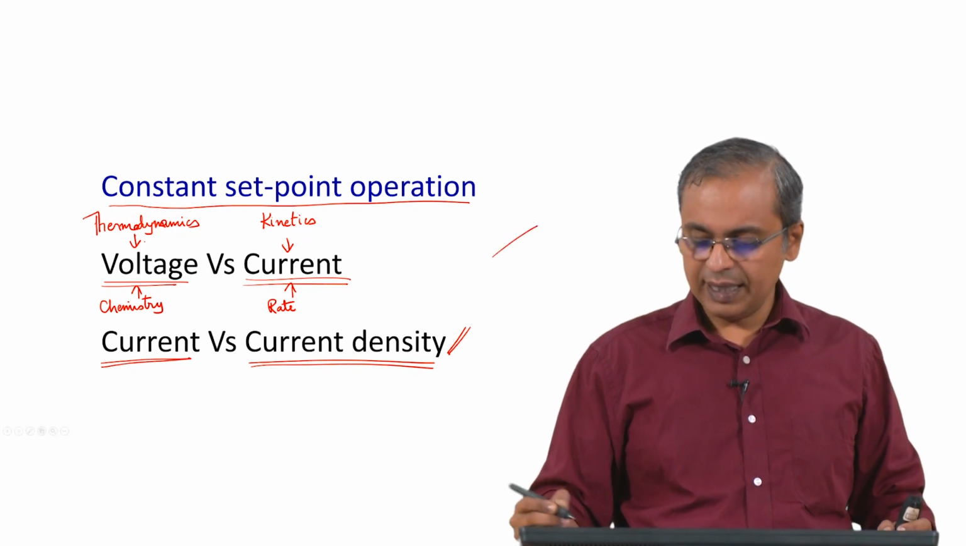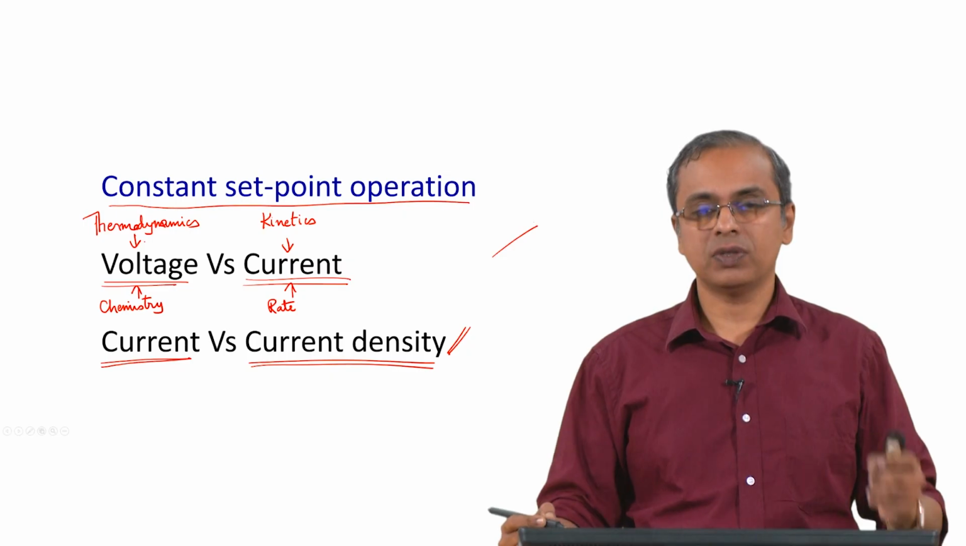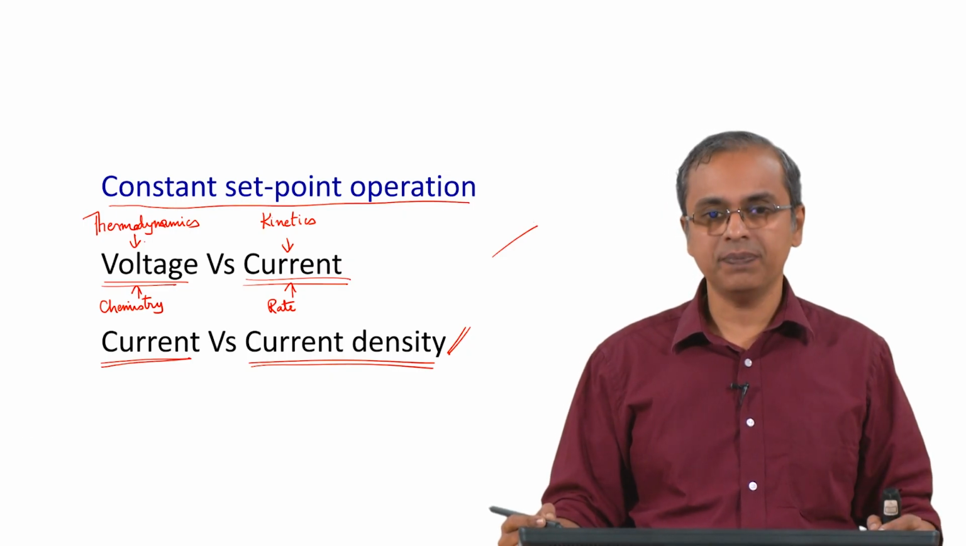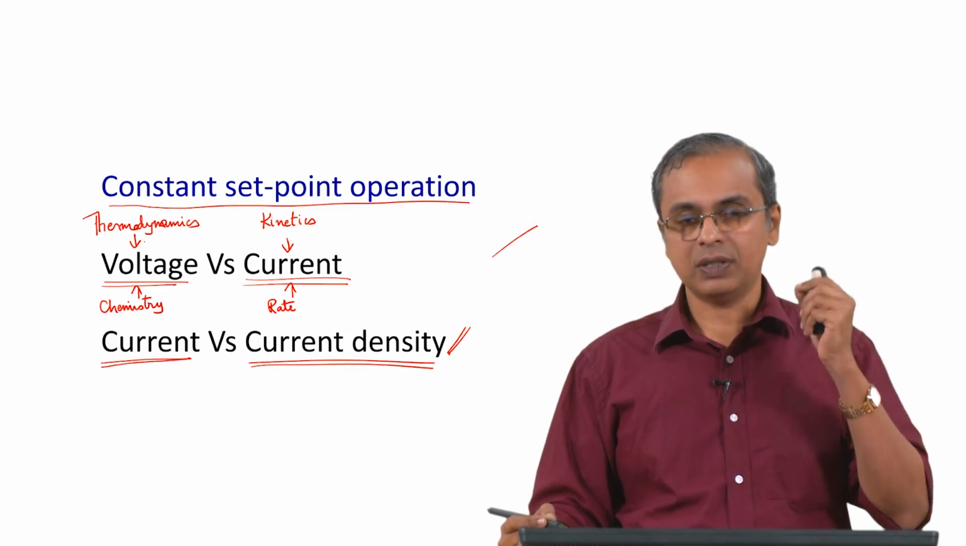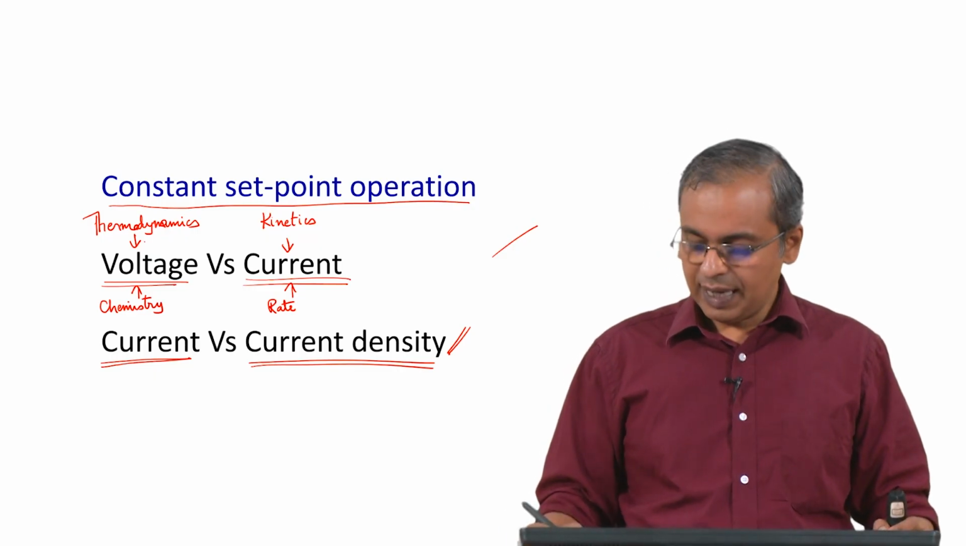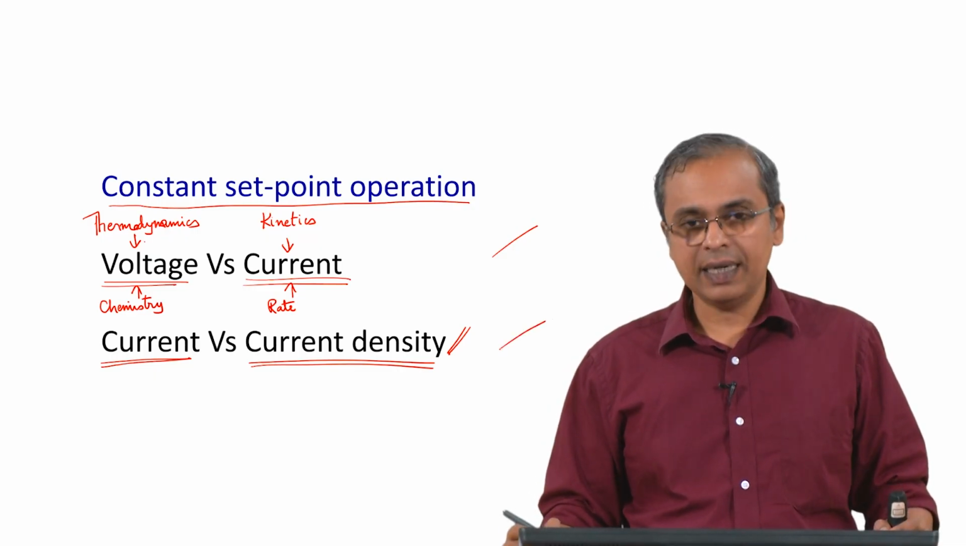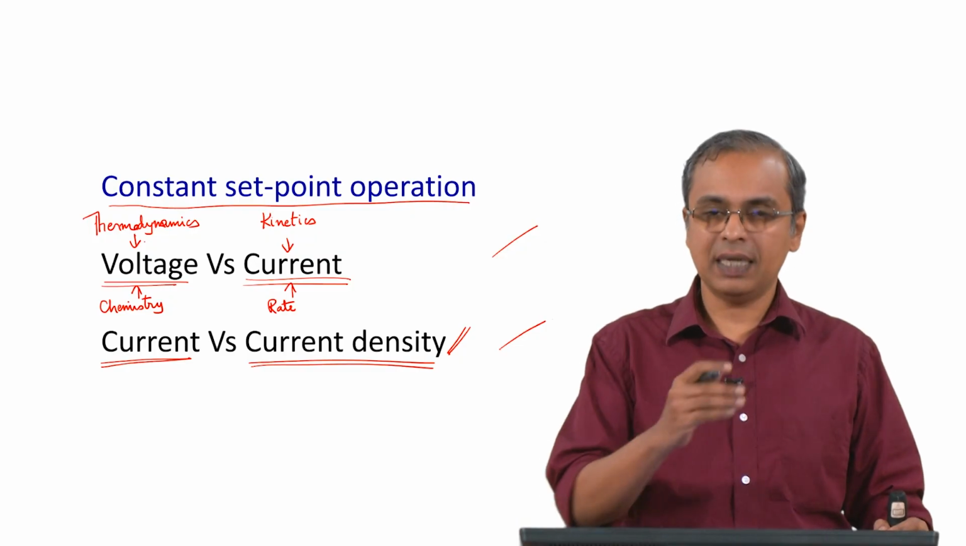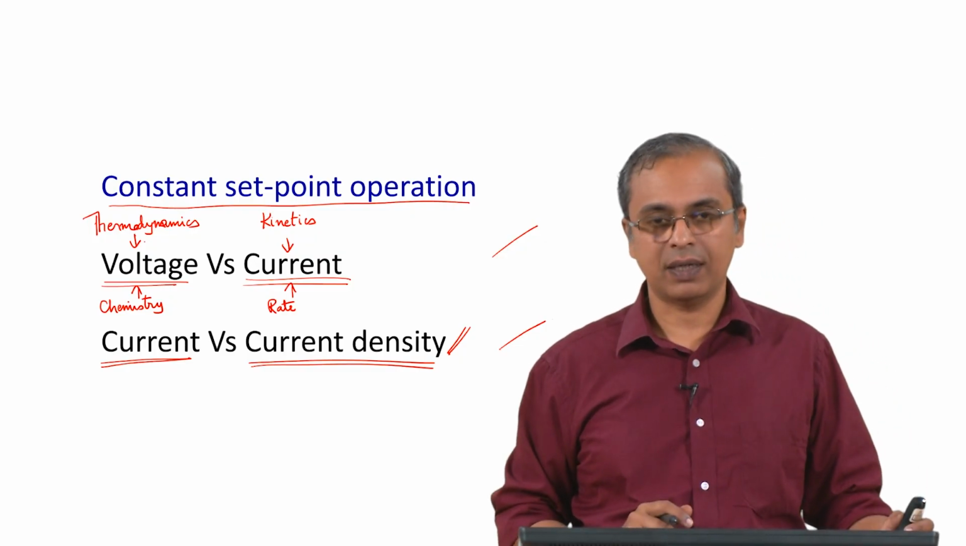In this discussion on this slide, there are two important points I wanted you to stay alert to. One is voltage versus current: voltage refers to thermodynamics, or the chemistry of the system, and current refers to the kinetics, or the rate at which some reaction is going to occur. And more than current, it is current density that is of interest, because that is when you can actually do a comparison between different devices.